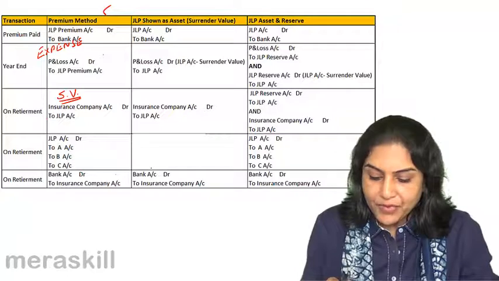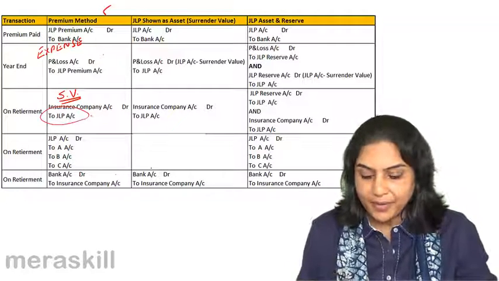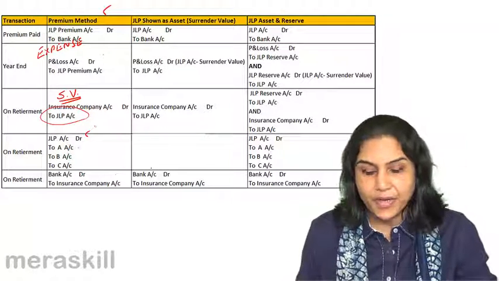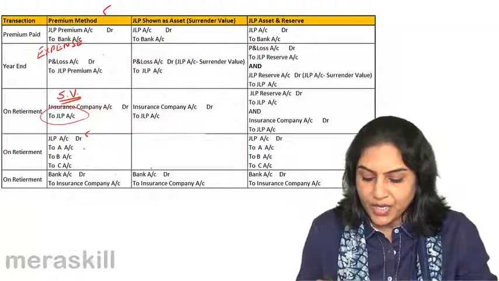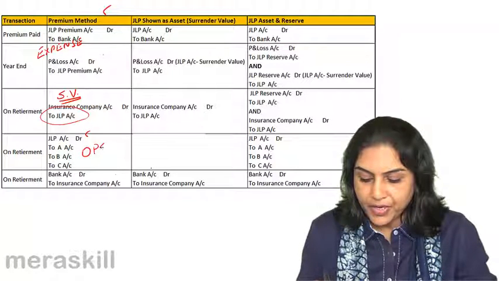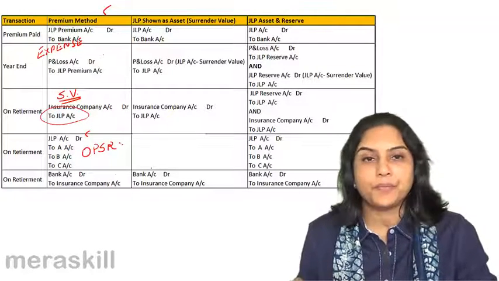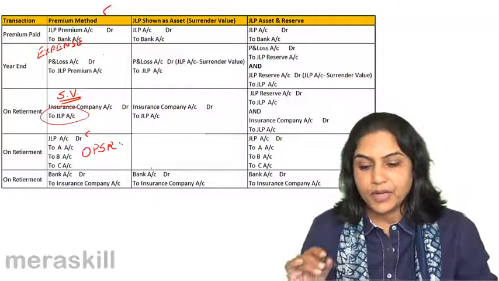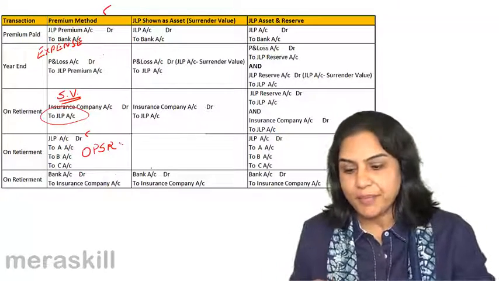Now what happens? We have a JLP account with a credit balance. JLP account debit to A, to B, to C in the old profit sharing ratio. This is the scheme of entries under the premium method.